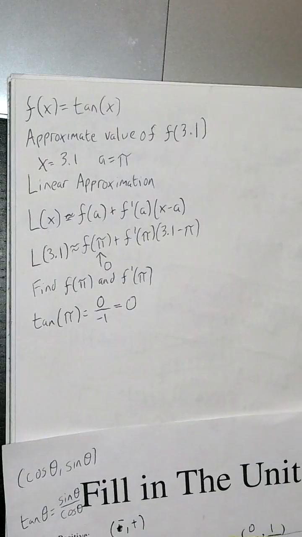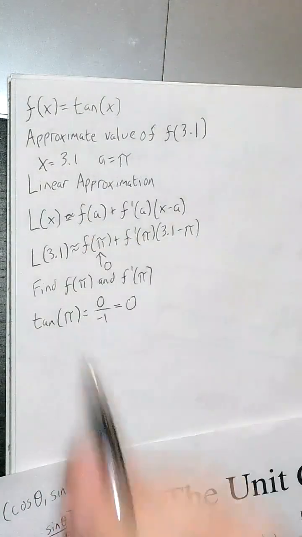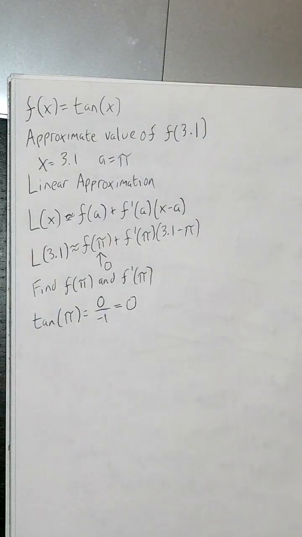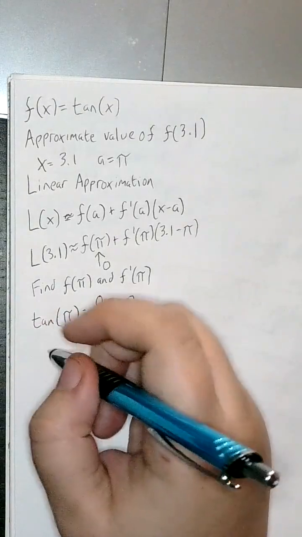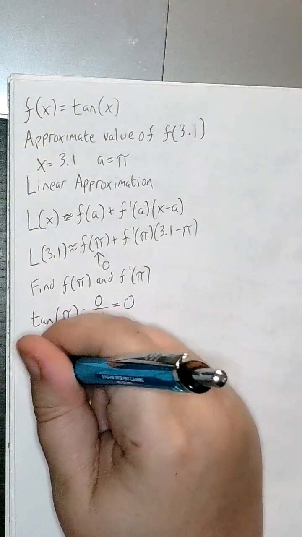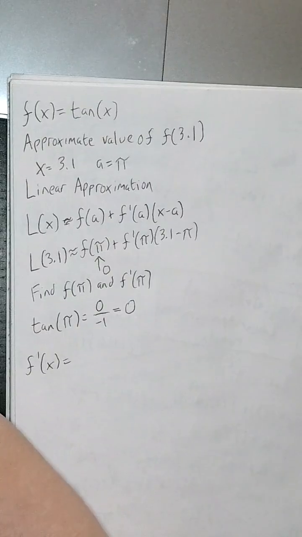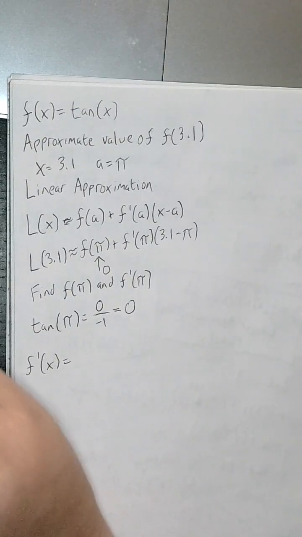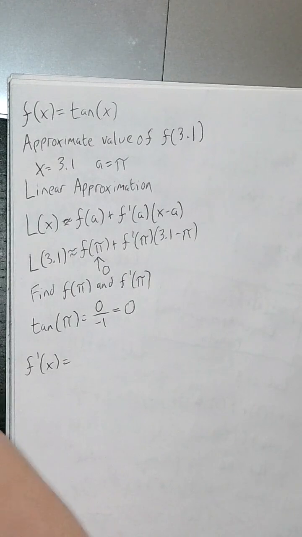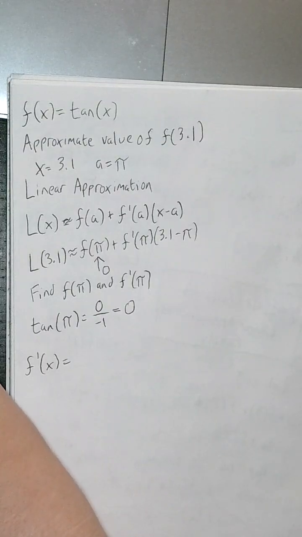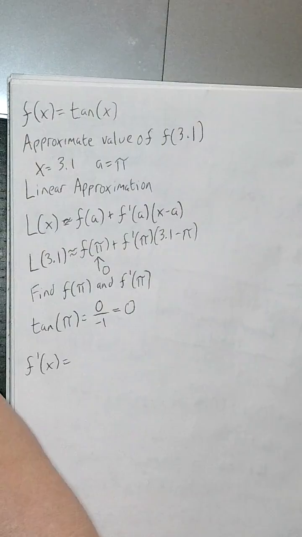Now, let's find the derivative of tangent. Does anyone know what the derivative of tangent is? If not, that's okay. E says secant squared. Do we have agreement? Joyce says secant squared. Yeah.